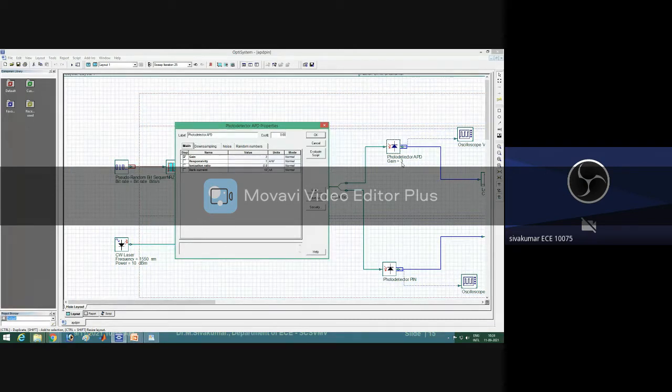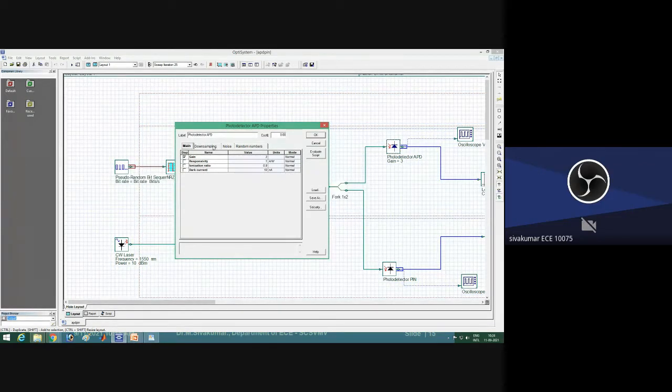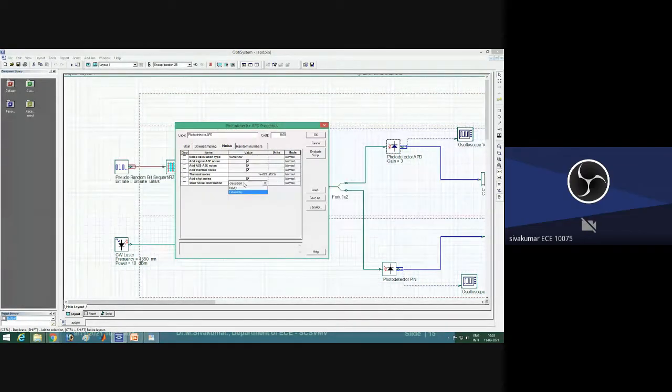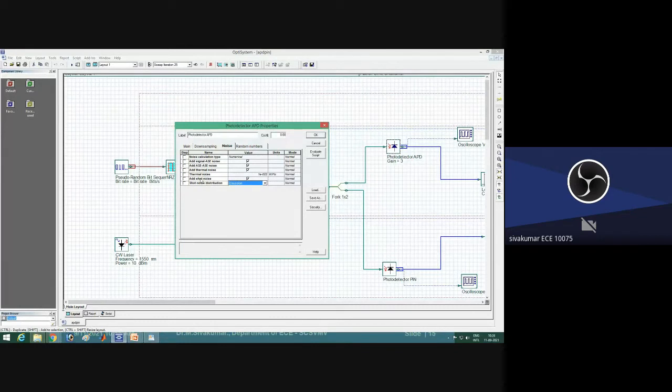Performance is clear. Okay, the next one on the lab task: under the noise tab, you see what the different types of noises are. Here, thermal noise and shot noise distribution are the important ones in this photodetector APD properties. In the shot noise distribution, options are available: WMC white Gaussian noise and WMC noise. These are the two sources of noise in an optical communication system.